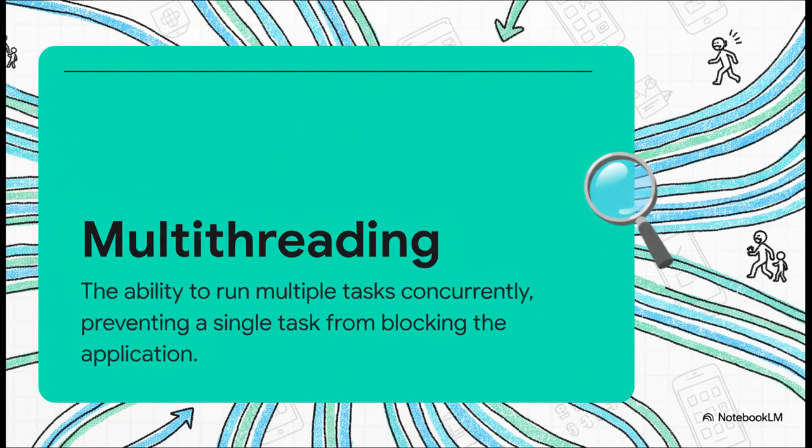The solution to this dreaded freeze is a clever trick called multi-threading. And honestly, the best way to think about it is that it gives the app the ability to walk and chew gum at the same time. It opens up multiple lanes of traffic, multiple threads, so that the big, time-consuming jobs can happen in the background without bringing everything else to a screeching halt.